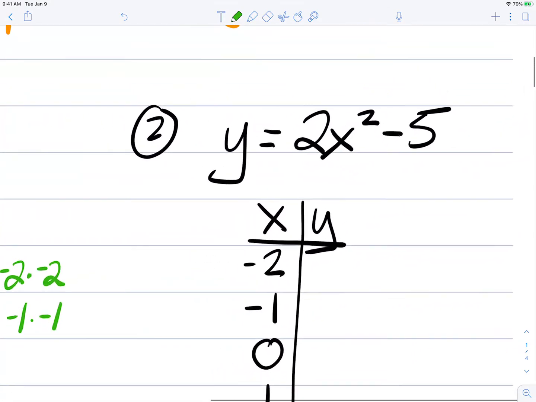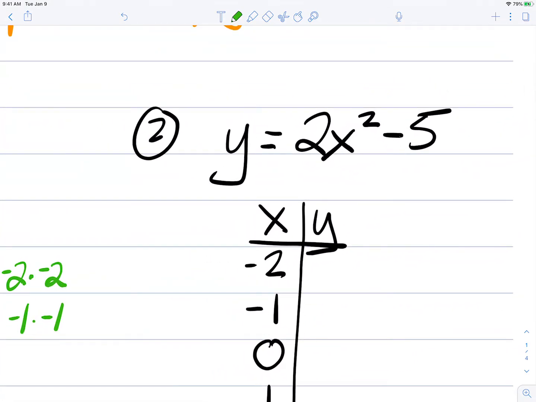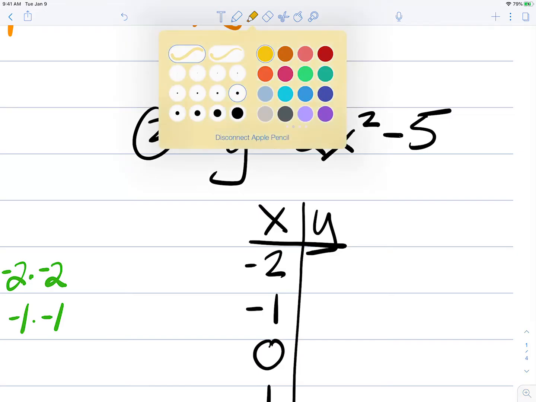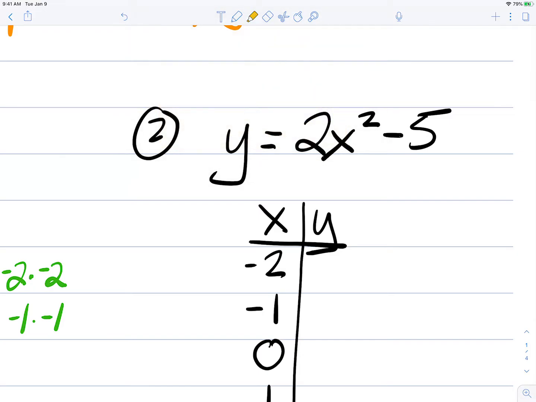This problem is why we do order of operations. So remember that order of operations says we do exponents before we multiply, divide, or add or subtract. So the first thing we have to do is actually figure out what x squared is. That's our first step. Then our second step is going to be multiply by 2 because in parentheses, exponents, multiply, divide is next. And then the third step is to subtract 5 because that's the add or subtract.